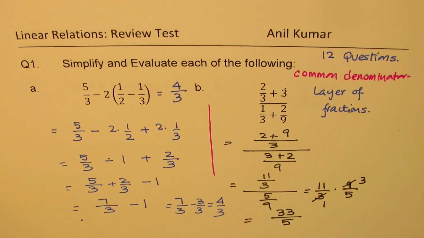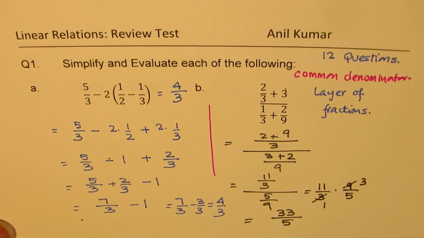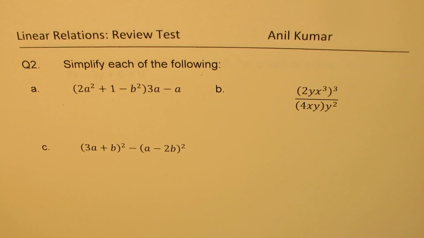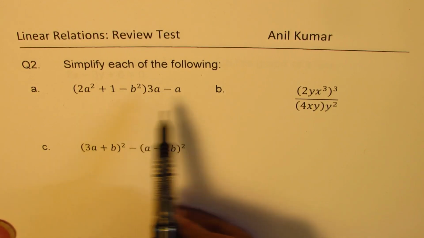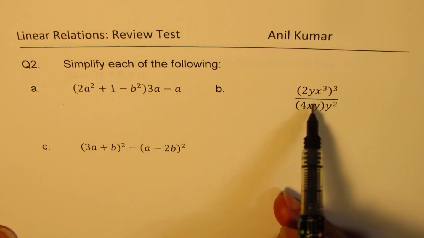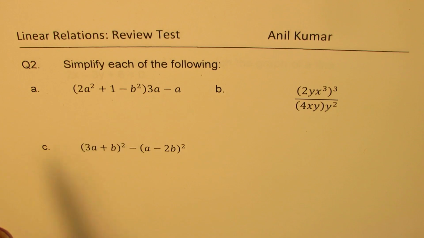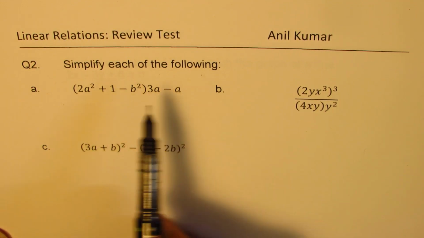So I'd like you to go through this. This is the basic part of our linear relations. So we are doing some arithmetic before getting into linear equations. Now let's take question number 2, which is basically multiplying polynomials, or working with exponents. So these are the basic skills required. Question number 2 is simplify each of the following.